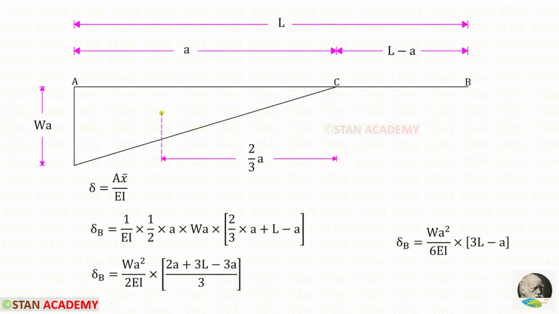Now let us find the deflection in the point B. In this formula, area is same, but the distance of center of gravity will be different. We have to calculate the distance up to the point B. This distance is L minus A. So with this, we have to add L minus A. For these two terms, we can take LCM. We have to multiply with 3. In this way, for the deflection at B, we will get this expression.